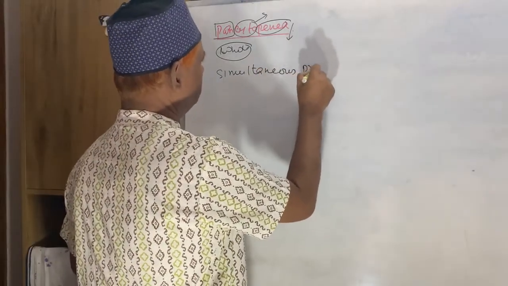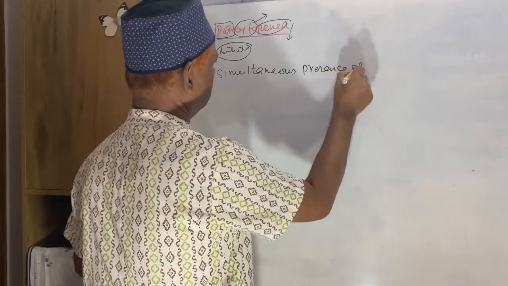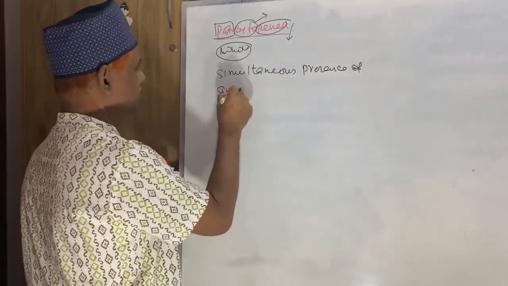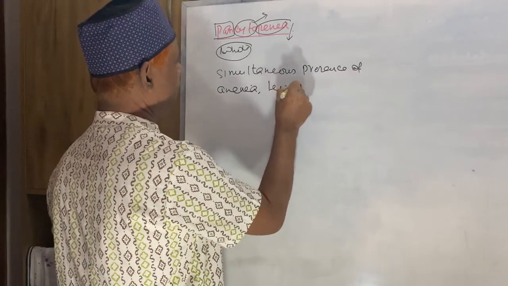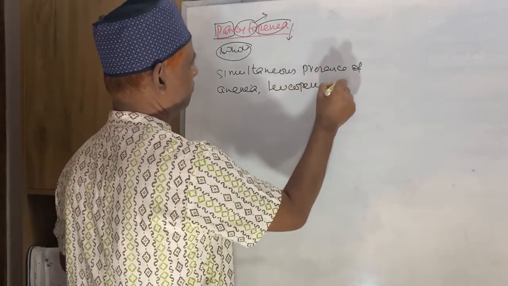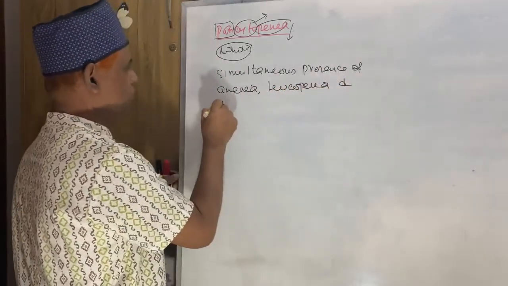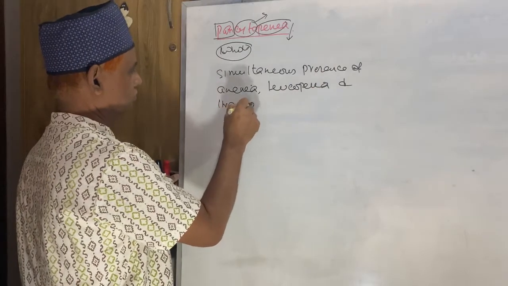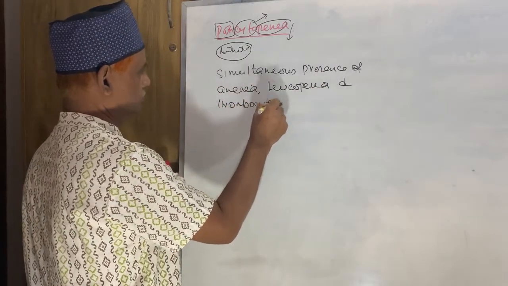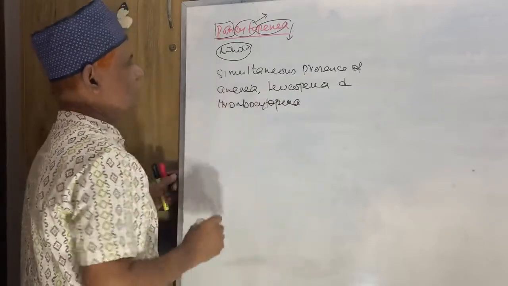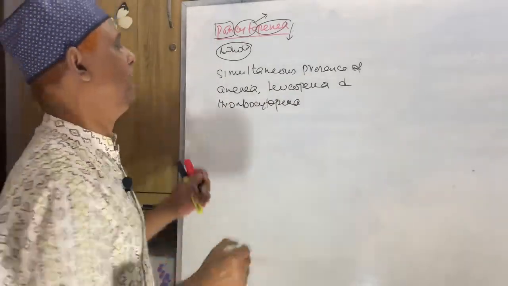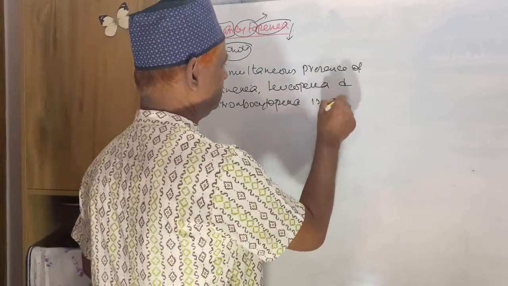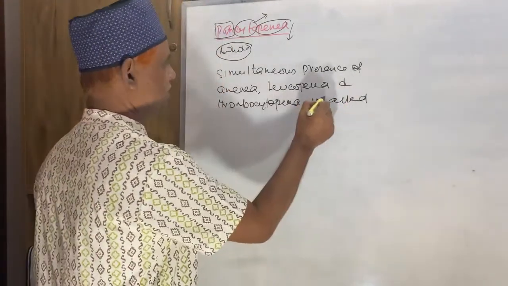presence of anemia, leukopenia, and thrombocytopenia. So simultaneous presence of anemia, leukopenia, and thrombocytopenia is called pancytopenia.